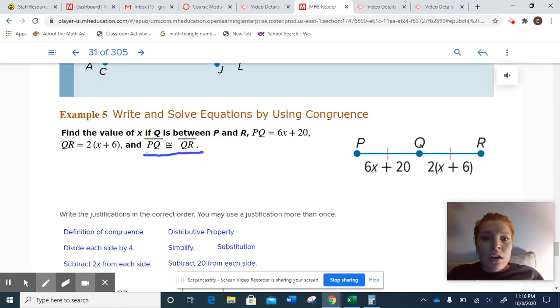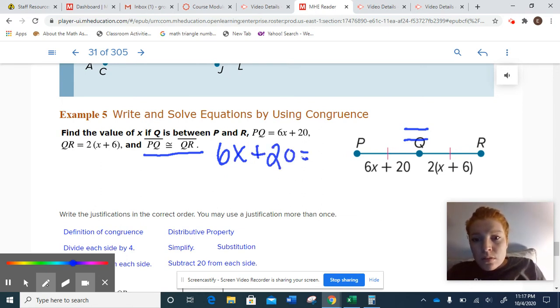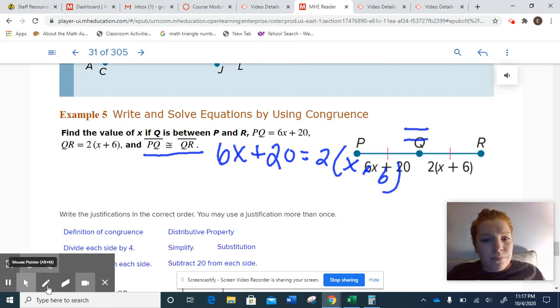Okay. So it wants me to find the value of x and then find the distance all the way across. Wait, nope, they just want to find the value of x. So set both of these equal to each other and then solve. So 6x plus 20 equals 2 times x plus 6. And then you just solve it like you would a normal equation.